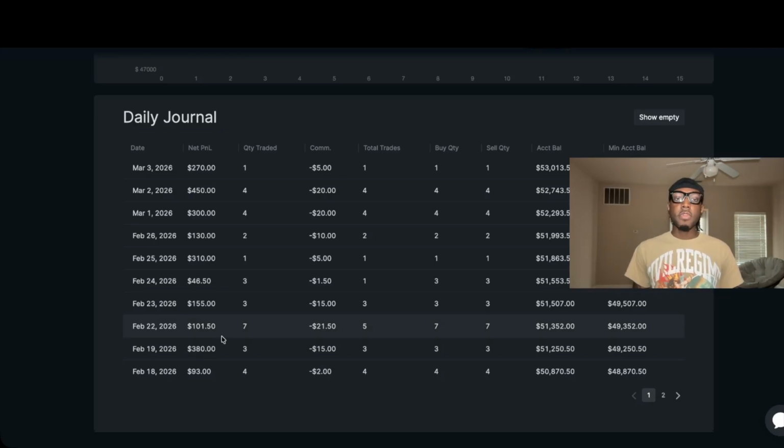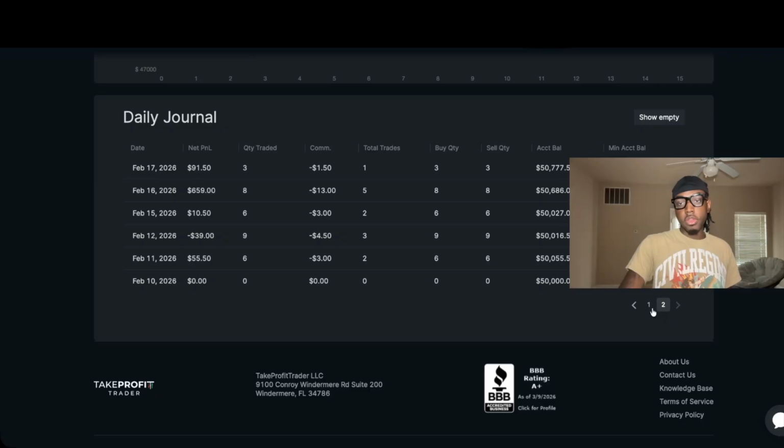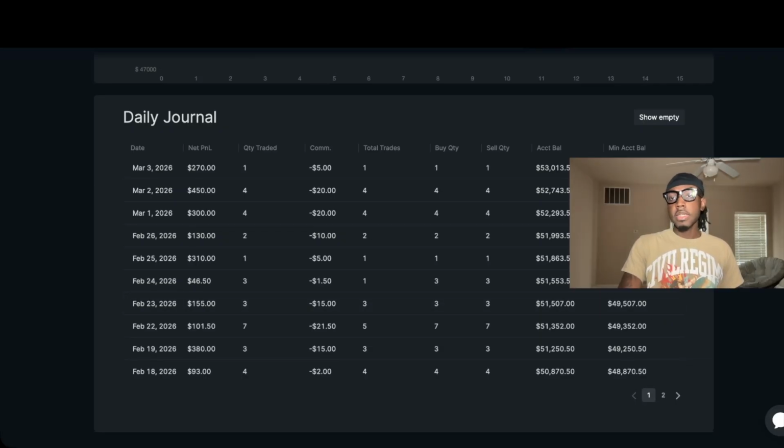Some days I might make $93 or $100. If you take the average between all my days on this account, I was averaging $188 a day, which is honestly pretty good. Across 5 accounts, you gotta think $200 times five. That's $1,000 a day, just from 5 accounts. That's not even including your personal account. You can only have 5 accounts with Take Profit Trader.